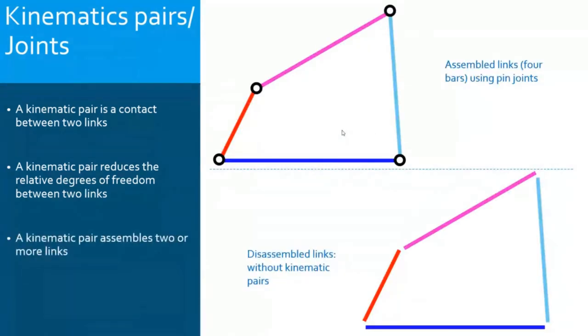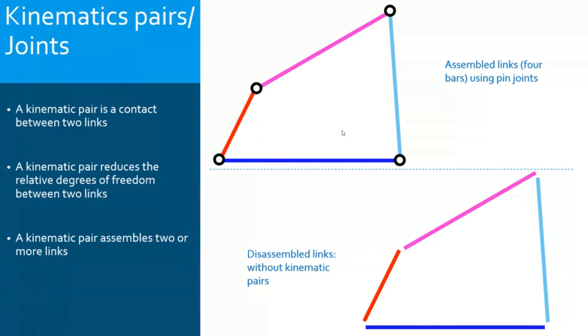So a kinematic pair is used to reduce the relative degree of freedom. By reducing the relative degree of freedom, we assemble, or connect, the links together. Now, on the bottom here, I have four bars. They're completely disassembled, disconnected, so any link can move independently of the other one. On top, I have the same four bars, assembled together. How have I assembled them? By using pin joints, and more precisely by reducing the relative degree of freedom. So a joint is a tool to reduce relative degree of freedom between links.